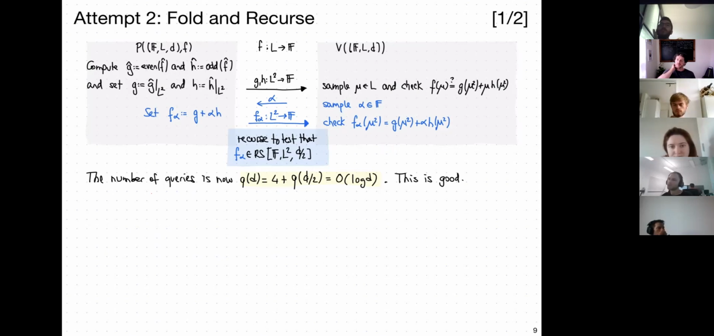I have a question regarding the smoothness. The reason that the multiplicative group of the field is supposed to be smooth, or has high two-adicity, is only for the prover, so that he can perform the FFT and evaluate the polynomials in quasi-linear time. Is that correct? So it's not about the verifier.